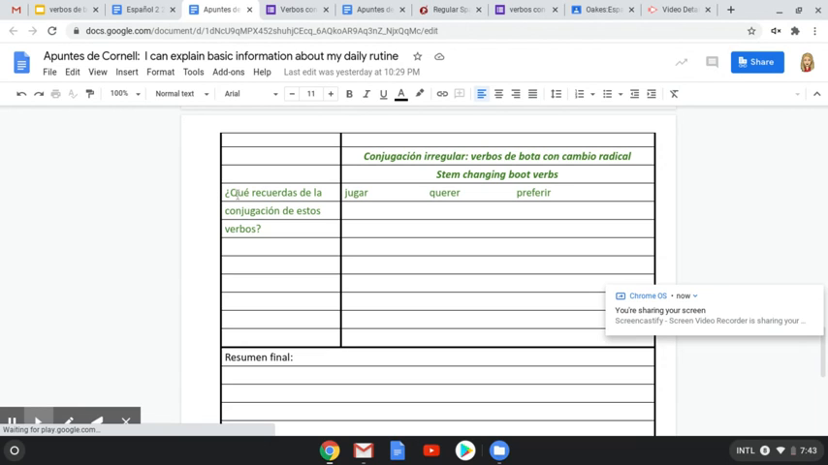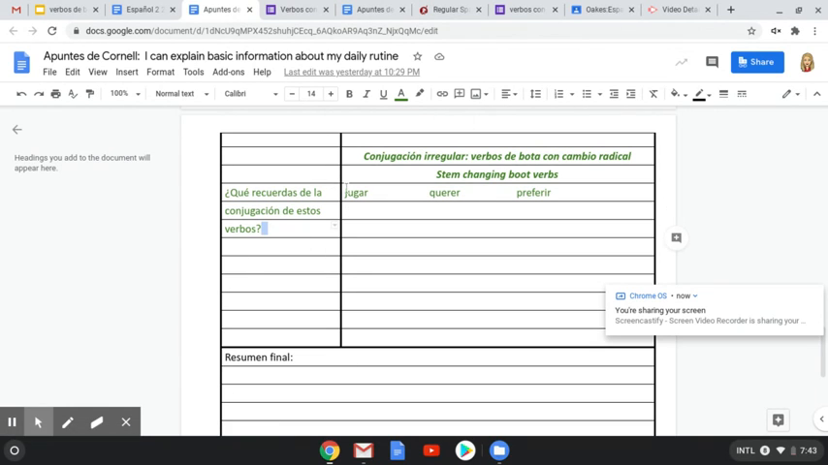Aquí tenemos la pregunta, ¿qué recuerdas? Recuerdas is a stem changer. It's an O to UE stem changer, and it means remember. So what do you remember about these conjugations from last year? El verbo jugar, el verbo querer, y el verbo preferir.